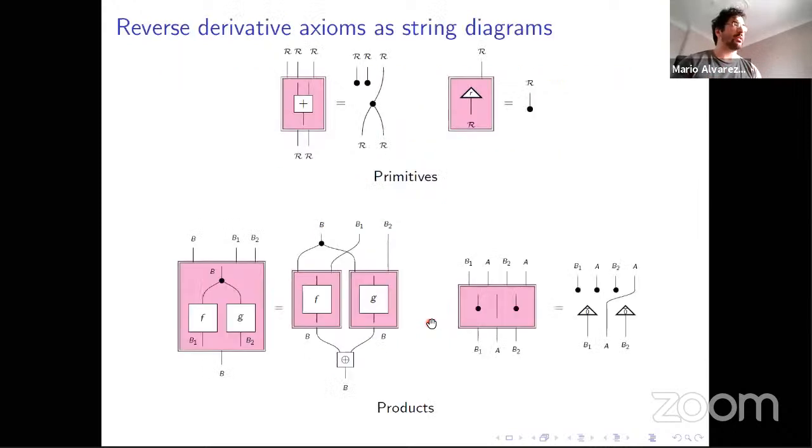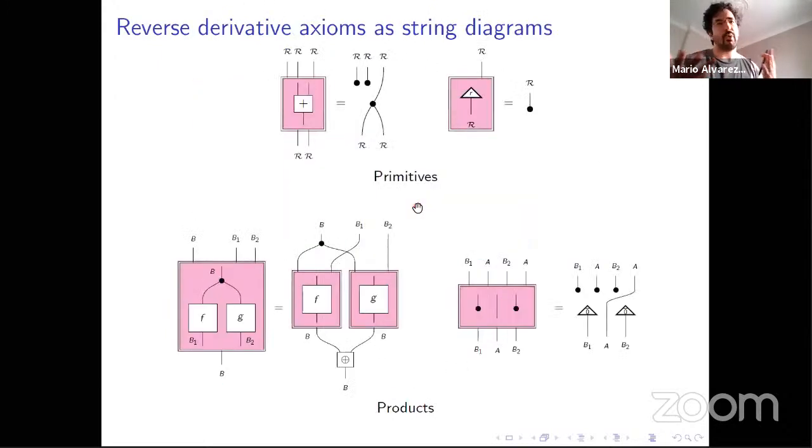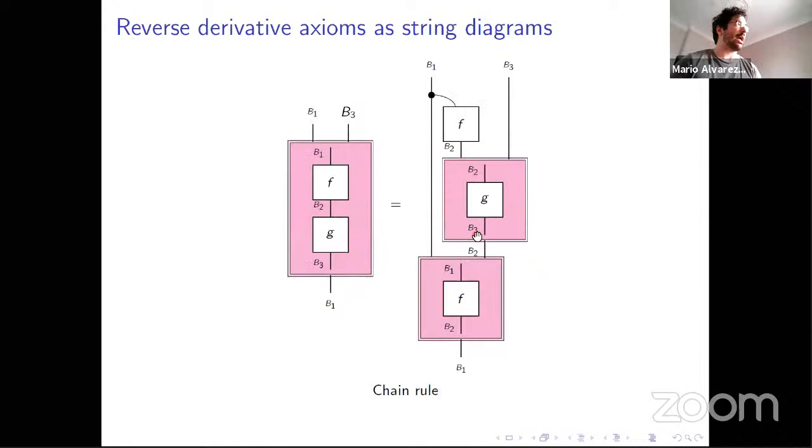This pink box is subject to these rules. There are more equations that it satisfies, but the ones that we care about are these four and the chain rule. And I won't explain these in detail because it would take an entire one hour talk to go over those. If you're interested, just let me know and I'll send you a link to the paper, or just look for reverse derivative categories and you'll find it. It's fairly recent.